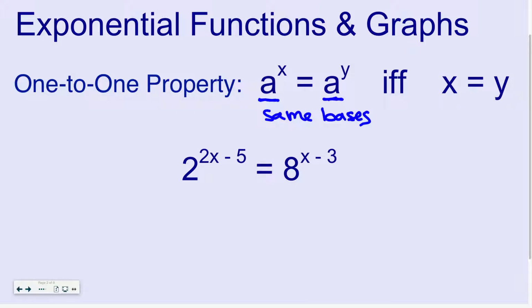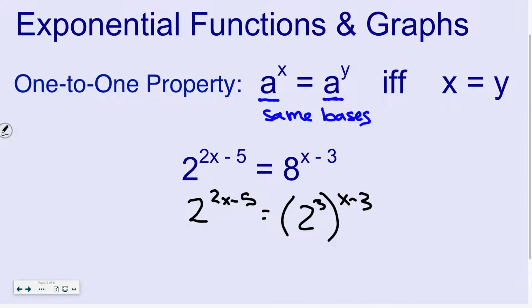Okay, do you know a connection between 2 and 8? 2 cubed is equal to which value? 8. So which one of them are we going to rewrite? The 8. We're going to rewrite 8 so that it has a base of 2. And if we rewrite it as 2 cubed, it's the same thing. So we're not changing the equation, we're just changing what it looks like. Okay, so let's do that. 2 to the 2x minus 5 equals 2 cubed to the x minus 3.